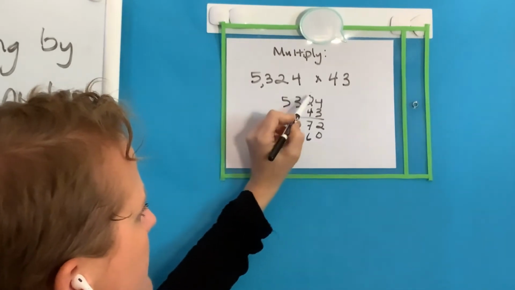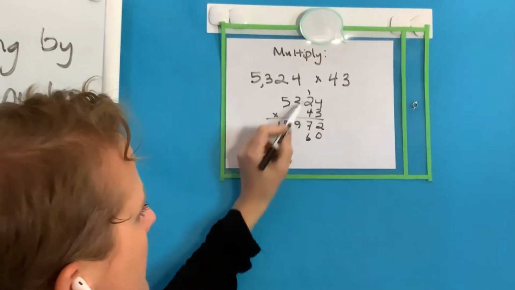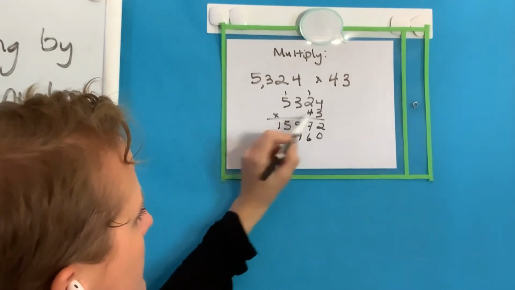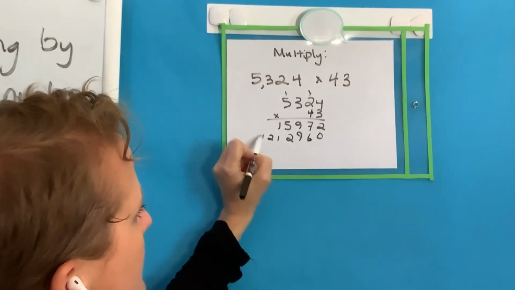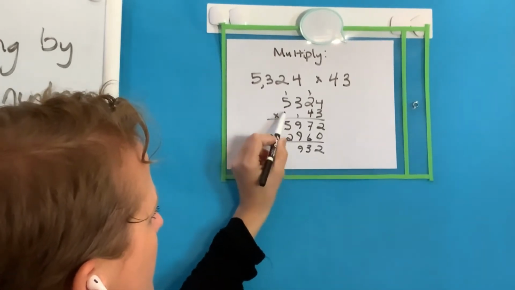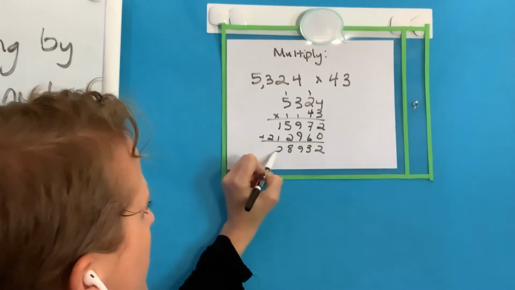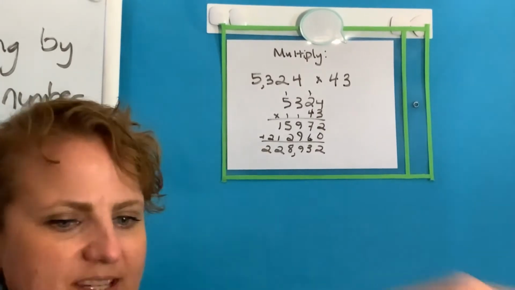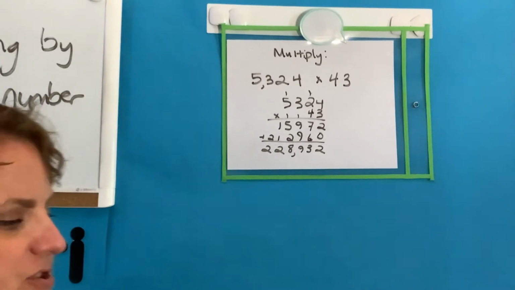4 times 4 is 16, carry the 1. 4 times 2 is 8, plus 1 is 9. 4 times 3 is 12. 4 times 5 is 20, plus 1 is 21. We add these all together, and you should get 228,932.